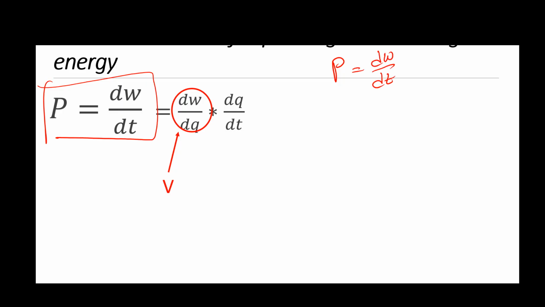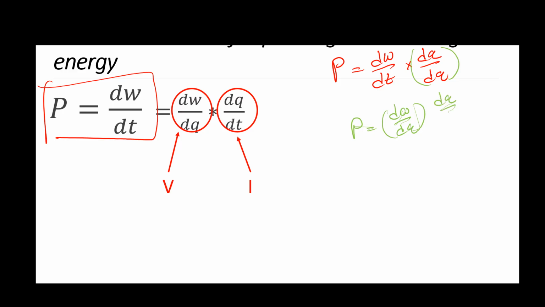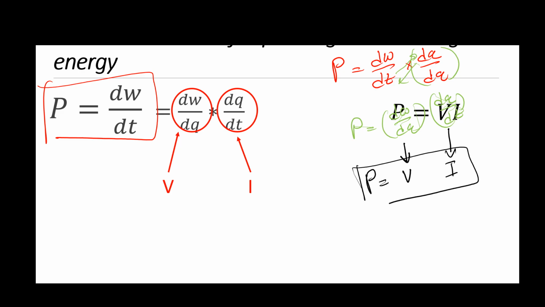If you multiply both by dQ over dQ, we are not doing anything to the equation, we just multiply by dQ and divide by dQ. So we can rearrange this and say dW over dQ times dQ over dt. I just put this one here and move that one there. So this part we already know. This is the voltage and this is the current. So we can say power is equal to V times I.